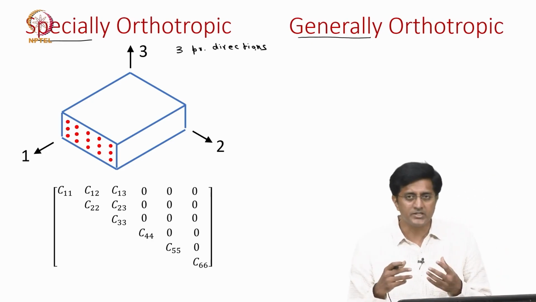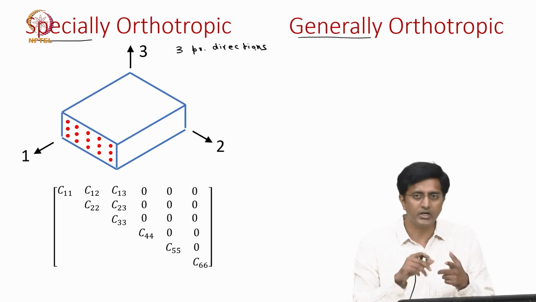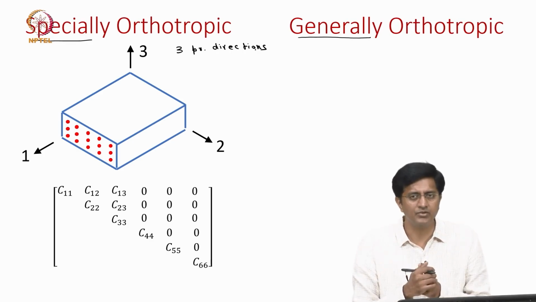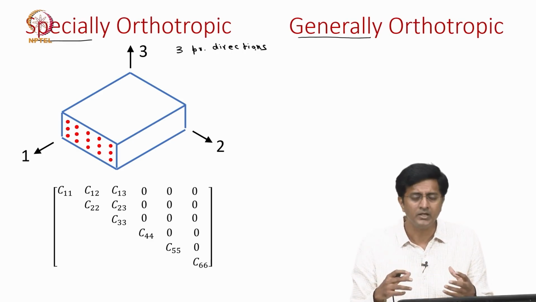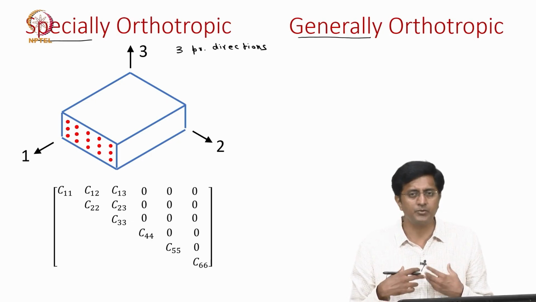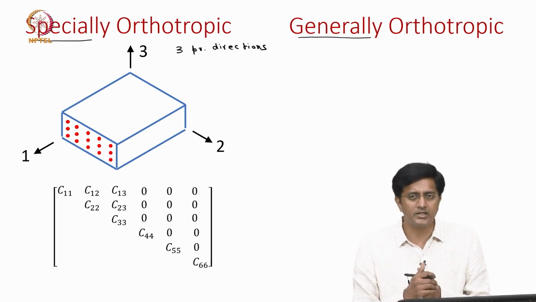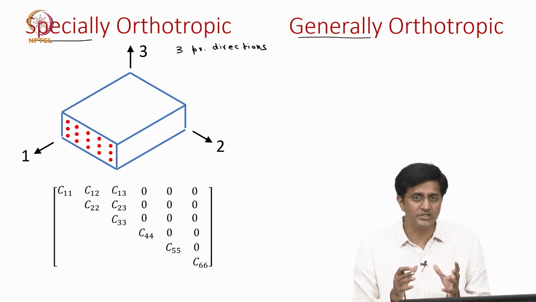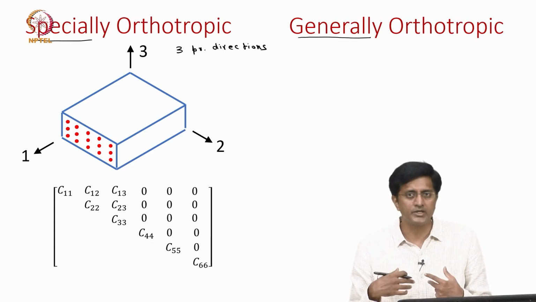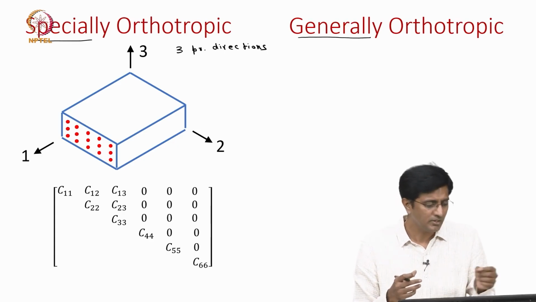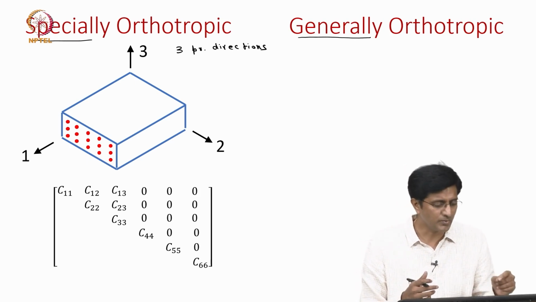These principal directions are coming from the material. For example, the direction of the fibers is one such direction and the other 2 could be perpendicular to the axis of the fibers. But the choice of the coordinate system is up to us. I could have chosen any 3 directions and said these are the coordinate systems for this body. But instead if I say the choice of my coordinate system is the same as the 3 principal directions coming from the material, then we have a special condition called specially orthotropic.